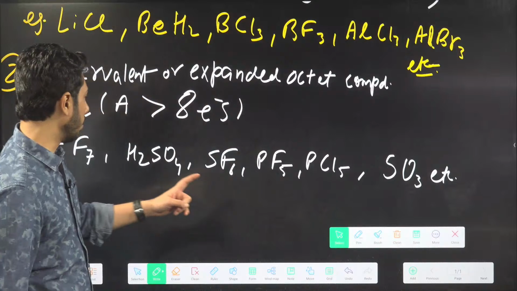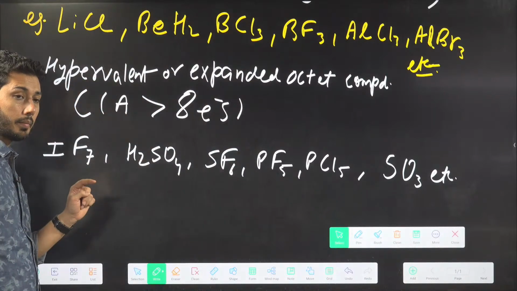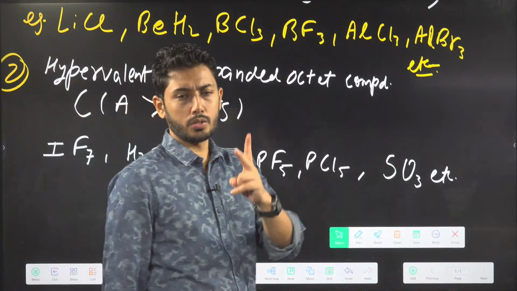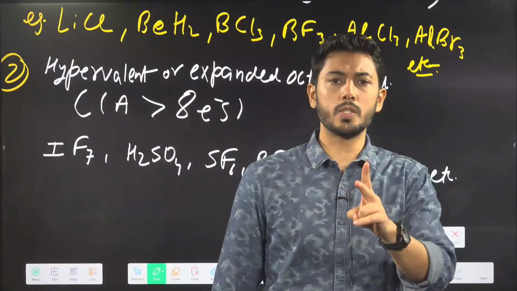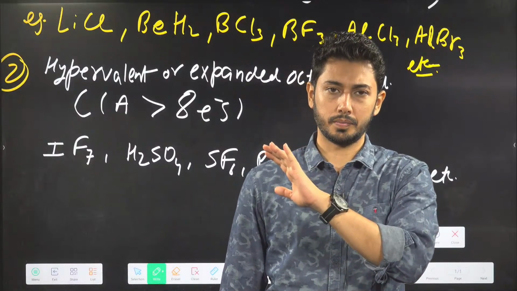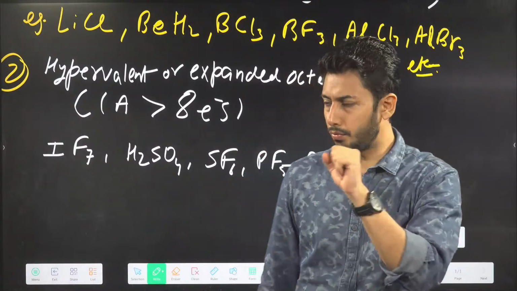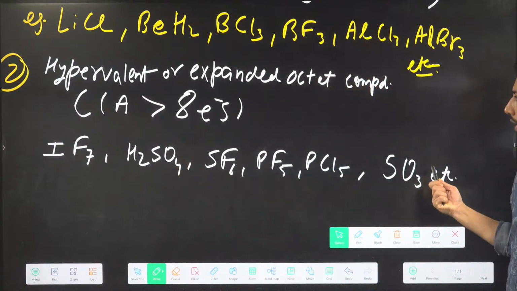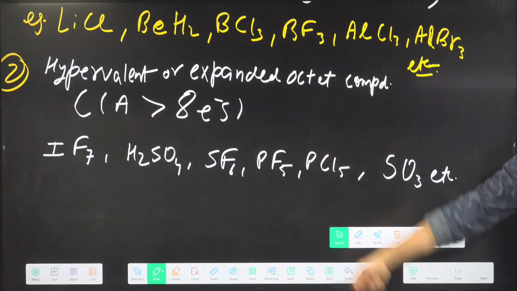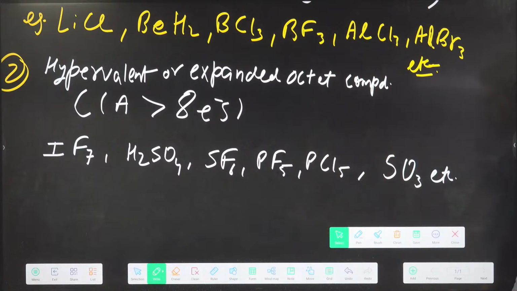In these compounds, if you observe, the central atom has more than 4 bonds. Each bond has how many electrons? 2. So more than 4 bonds means definitely they have more than 8 electrons. आई बात समझ में? Therefore, in all the cases, they are in the hypervalent or superoctet compounds category.